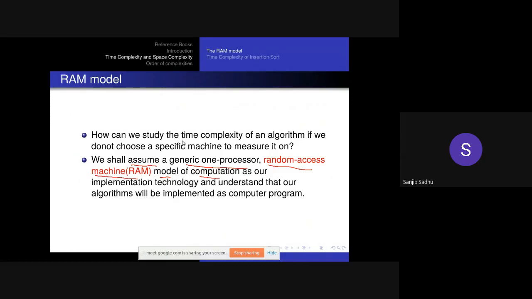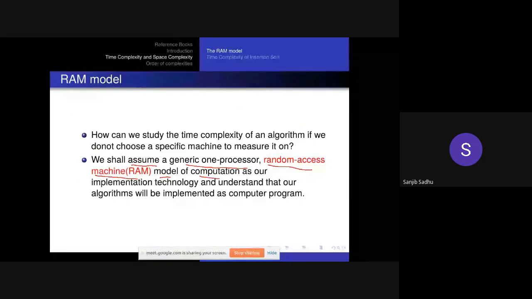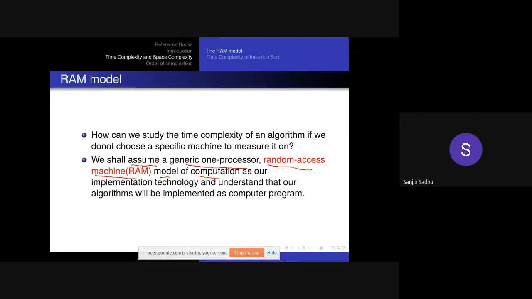We will assume there are some characteristics of this machine. This RAM machine is not the RAM of our laptop or desktop. Please remember, these are not the same. We will compute the time complexity of our algorithm. To measure the time complexity, we need a machine. So we will think that there exists a machine which has only one processor, called a random access machine. Using this computational model, we'll compare the time complexity of two or more algorithms, and compute the time complexity of a particular algorithm.